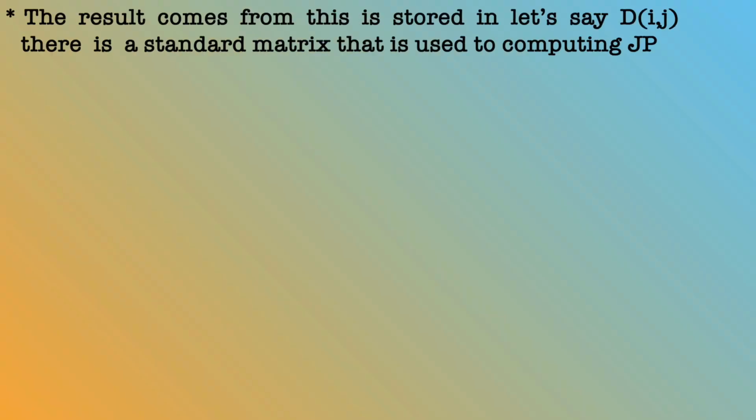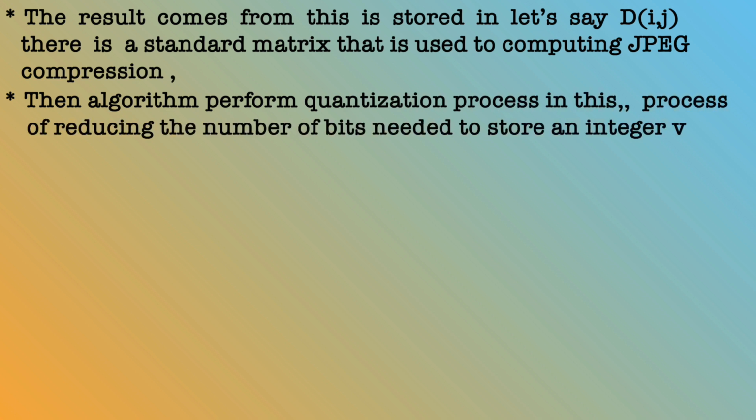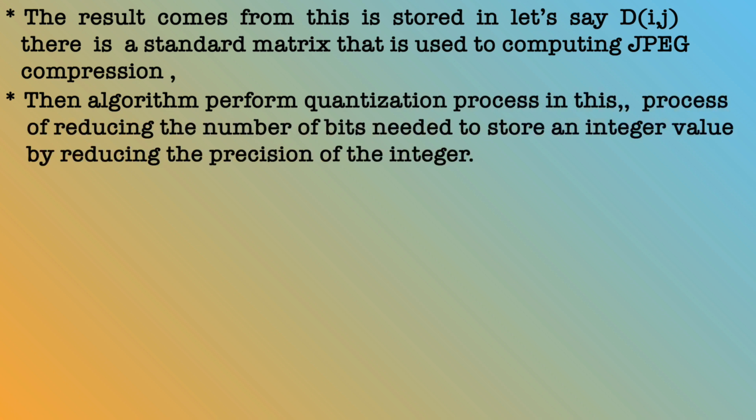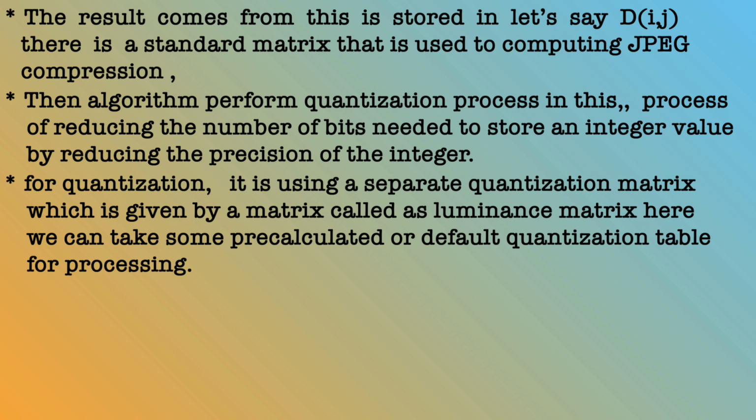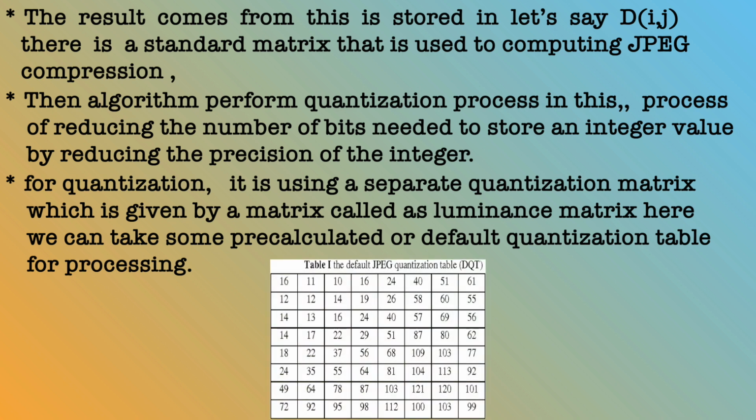The result that comes out from this is stored in a two-dimensional matrix, let's say D(i,j). There is a standard matrix that is used for computing JPEG compression. Then the algorithm performs the quantization process, which reduces the number of bits needed to store an image value by reducing the precision of the integer. For quantization, it uses a separate quantization matrix, called the luminance matrix.